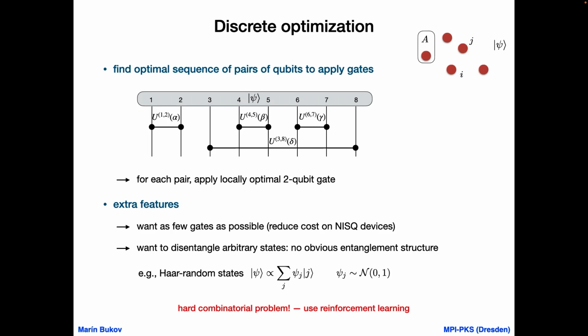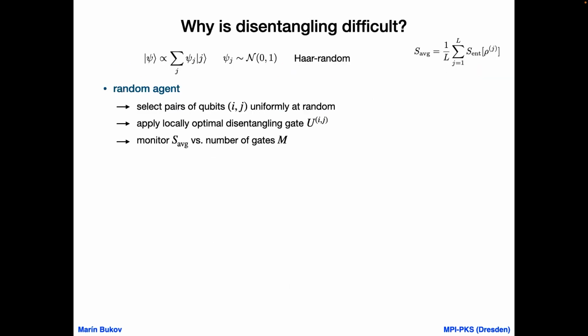So this is a difficult combinatorial problem, this discrete optimization. And so this is what we'll give to the reinforcement learning agent. But I want to argue why this is a difficult problem first. So let's say that I gave you this problem without any machine learning whatsoever, and then I ask you to solve it. Then what would you do?